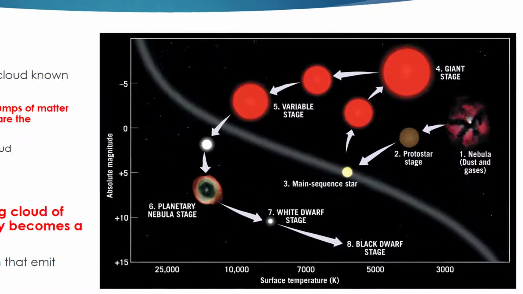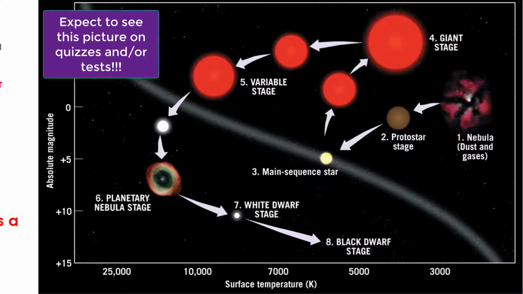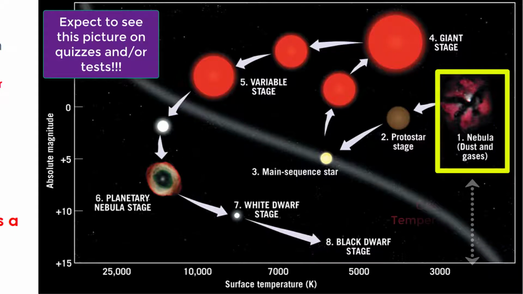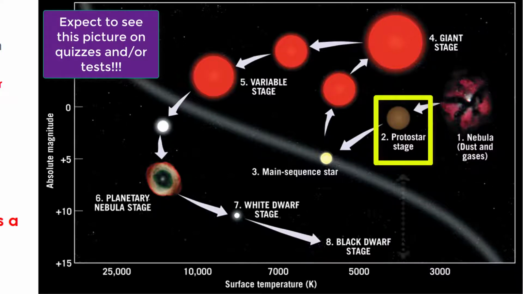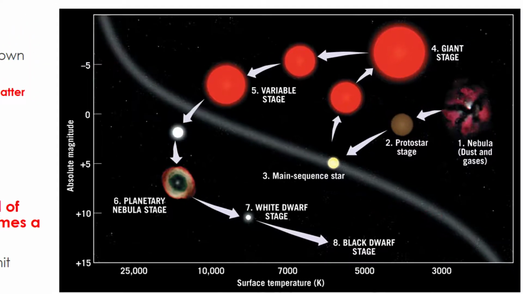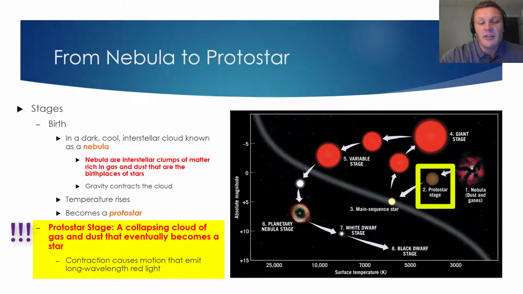You're going to see the picture on this slide pop up over and over throughout this vodcast, and it's an extremely important picture. What you see is a Hertzsprung-Russell diagram that overviews the stellar evolution of a star from birth to death. In stage 1 we have a nebula, and the temperature of that nebula is relatively cool, and its absolute magnitude is pretty close to 0. But when a nebula forms a protostar, we see an increase in surface temperature and a very slight decrease in absolute magnitude. During the protostar stage, a collapsing cloud of gas and dust is on its way to becoming a star. The continued gravitational contraction causes motion that emits long-wave red light.